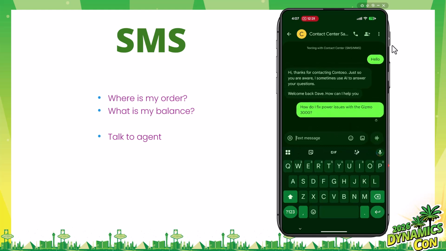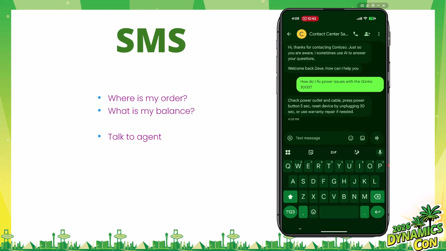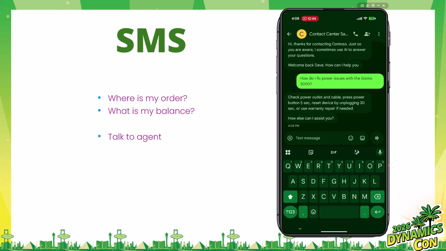And so now it's identifying the intent, querying the knowledge base for an answer, and it's going to give a summarized response back over SMS. So here it's letting me know to check the power outlet, press the power button, or I can even get warranty repair. I'll go ahead and say, I am upset. Can I talk to an agent?